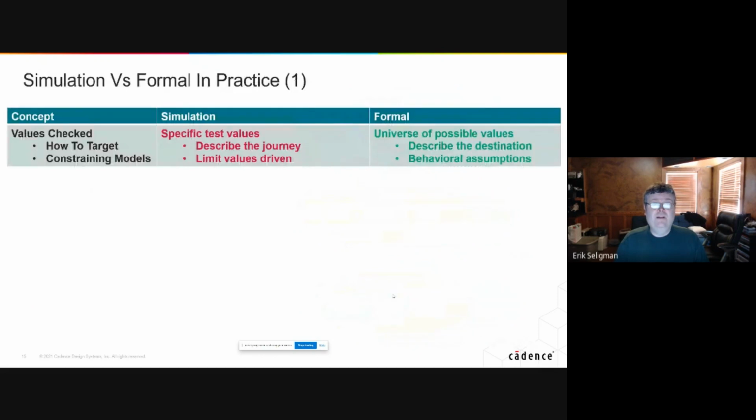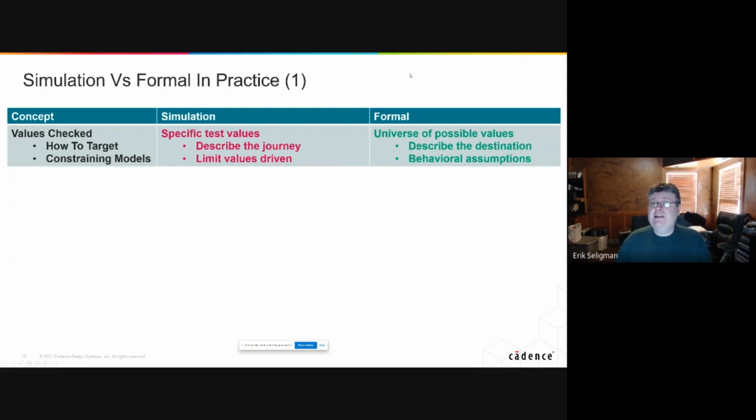So let's look at a few details of simulation versus formal in practice, right? So one issue is the values checked. In simulation, of course, you're checking specific test values. You're describing the journey, right? You're describing how you get to any state that you want to get to. And you can try to limit the values driven to be more realistic, but you're really just trying to describe the journey step by step with any sort of simulation test bench framework.